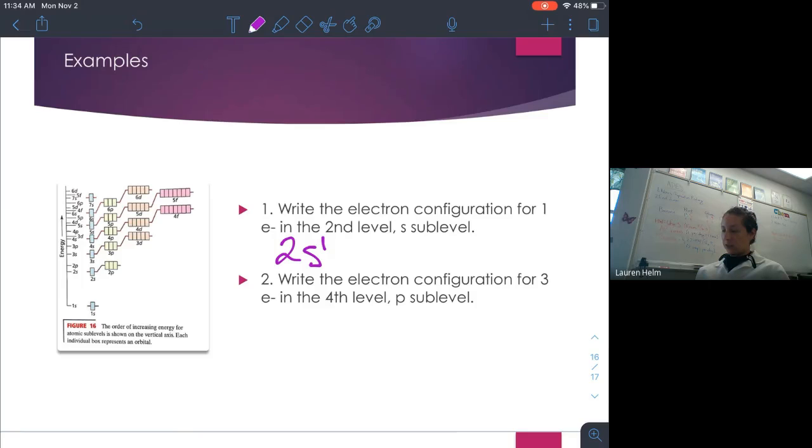All right, the electron configuration for 3 electrons in the 4th level, P sublevel. So we're going to start with what energy level? 4. What sublevel? P. How many electrons are there? 3.